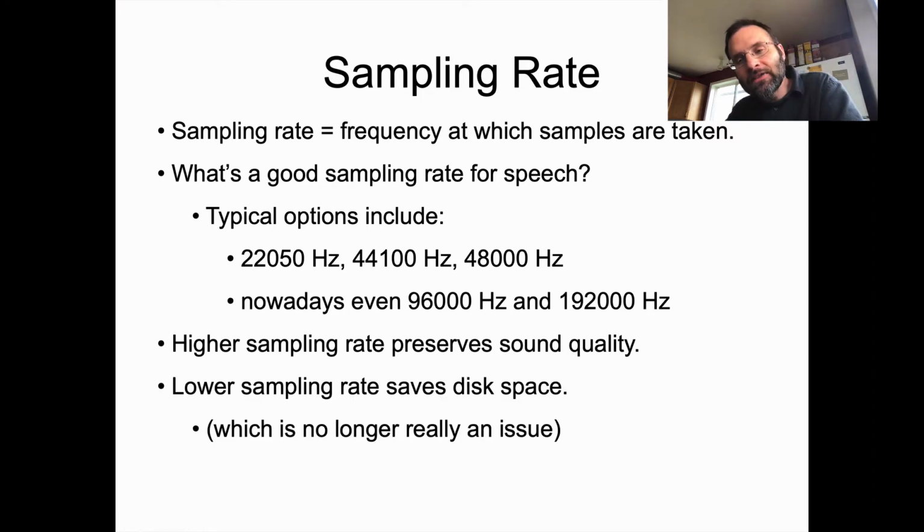Lower sampling rates you might want to use if you had a problem with saving disk space. So on computers like laptops or desktops or what have you, saving disk space is not really an issue like it used to be when they started developing these methods back in the 80s or around that time. So you don't really have to care about that.